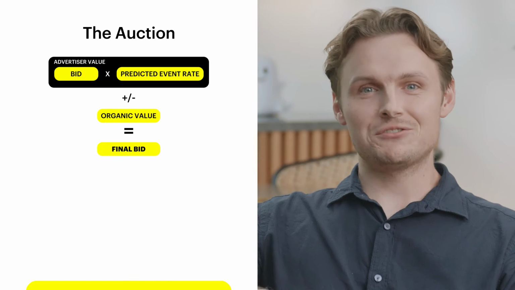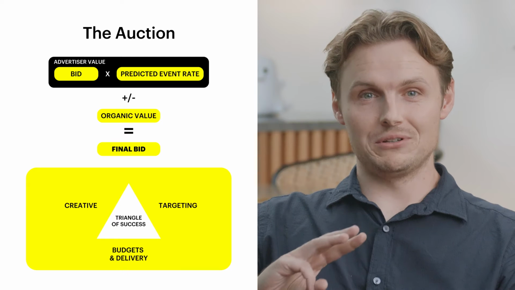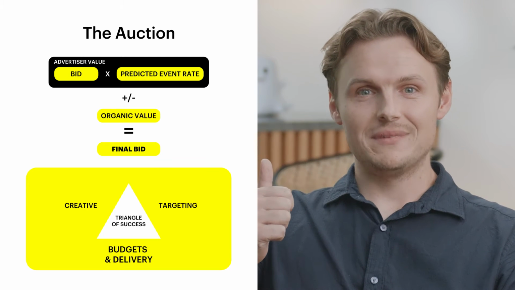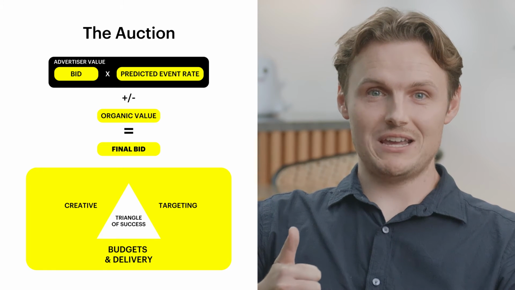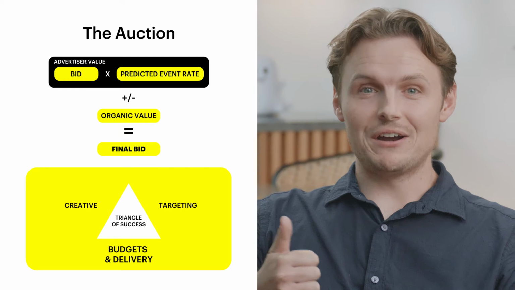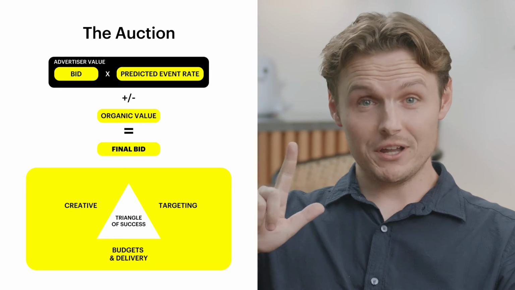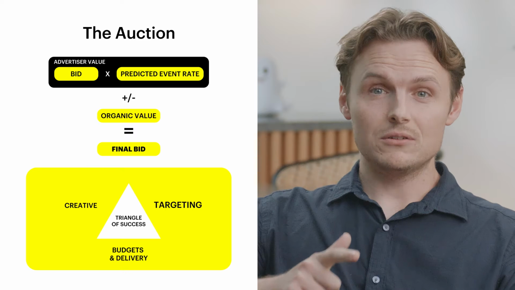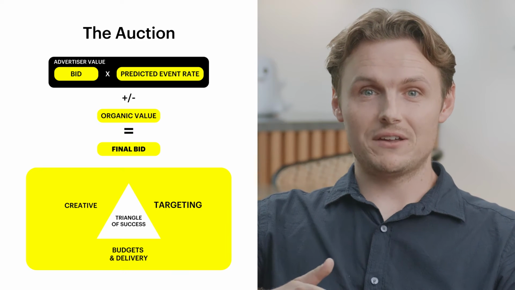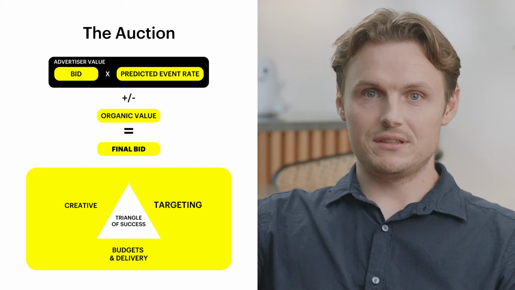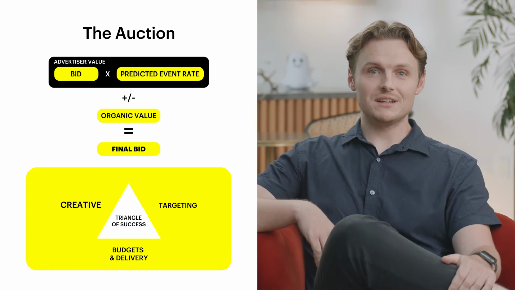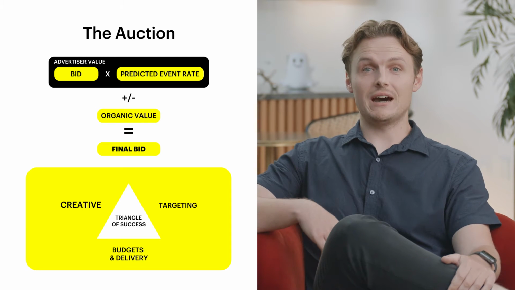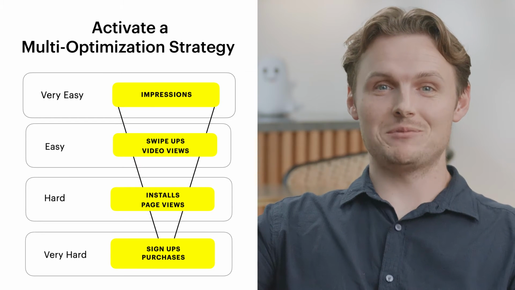To conclude, the triangle of success is based on 3 main pillars: budgets and delivery, as selecting the correct goal, bid type, and value ensures you're optimizing towards your KPIs. This contributes to a higher advertiser value. Targeting, as ensuring including or excluding the right audience may affect the predicted event rate, also increasing the advertiser value. And third, creative, because utilizing a diverse set of ad formats may result in a higher organic value for the ad.